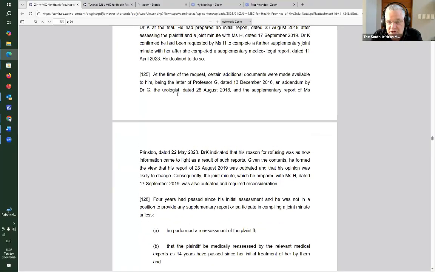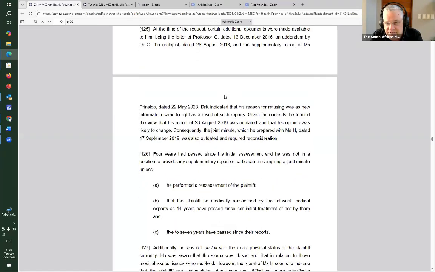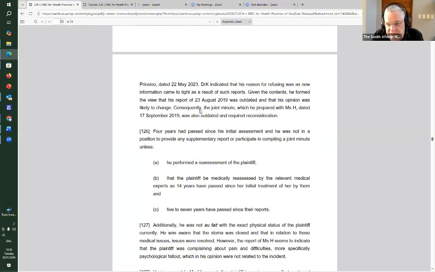At the time of the request, certain additional documents were made available to him. So at the time that now there's a request for a further joint minute, and there are additional documents that come down the pipeline, being the letter of Professor G, dated December 2016, an addendum by Dr. G, the urologist, August 2018, and the supplementary report of Ms. Prinsloo, dated 22nd of May 2023. Dr. K indicated that his reason for refusing was as new information came to light as a result of such reports. Given the contents, he formed the view that his report of 23rd August 2019 was outdated and that his opinion was likely to change.